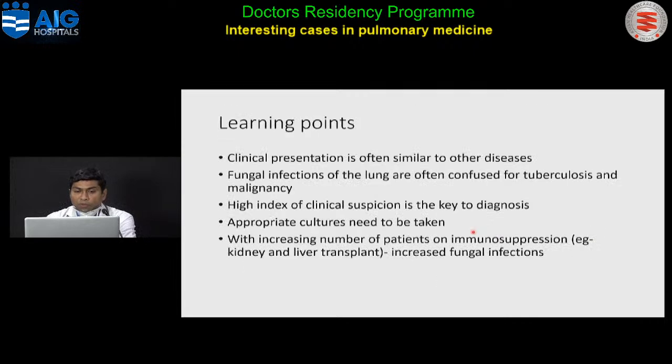So a few learning points from both these cases are: the clinical presentation of fungal infection is often similar to that of other infections like tuberculosis. Sometimes these lesions may mimic malignancy because they present like masses. Generally, when we look at any mass in the CT scan or X-ray, the first differential diagnosis which comes to a person's mind is malignancy.